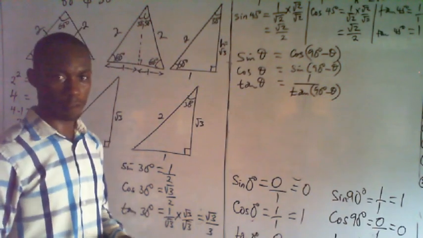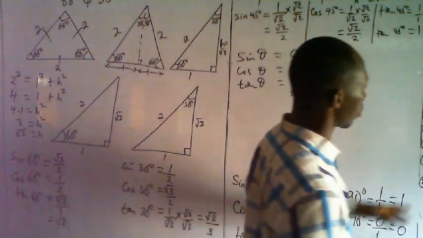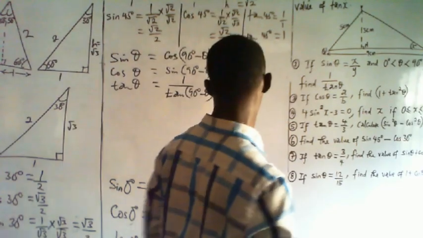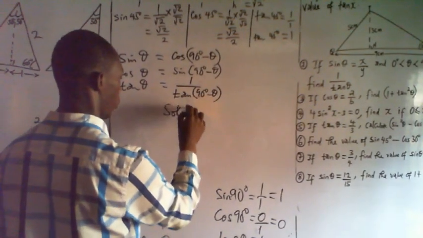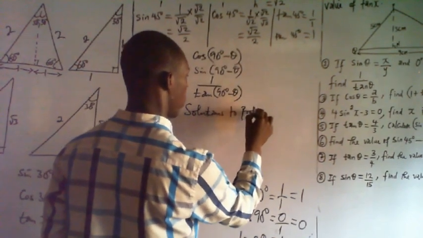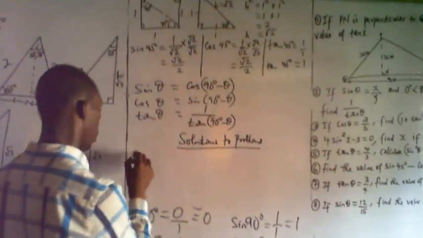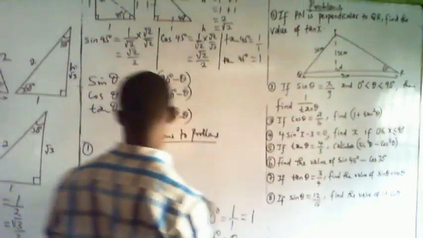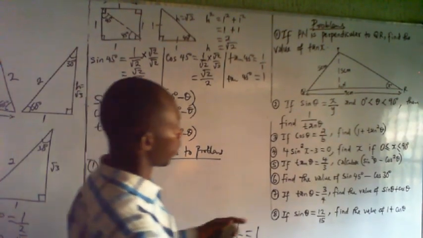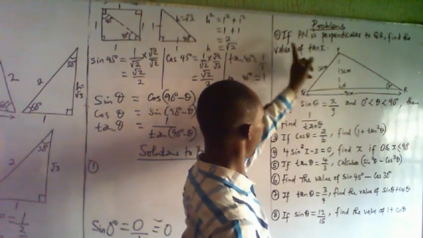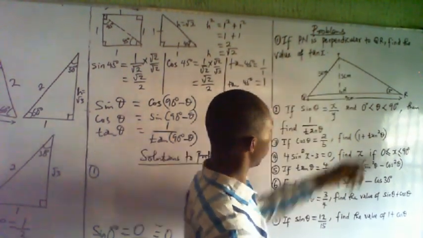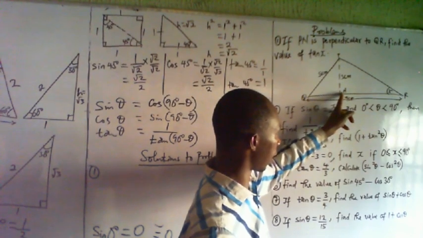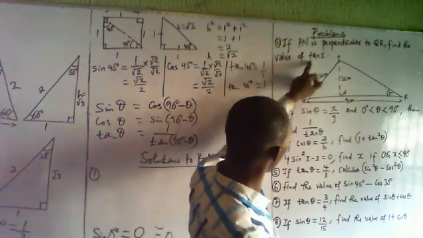Now we are going to solve problems. We have some questions I've written out here, and let's begin with question number 1. Solutions to problems. Number 1. If PN is perpendicular to QR, so they are perpendicular to each other at this point, N. Find the value of tan x.